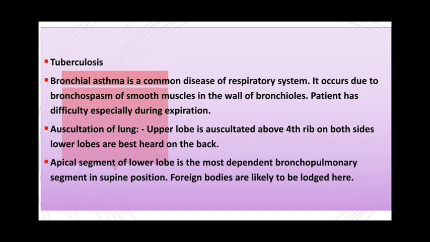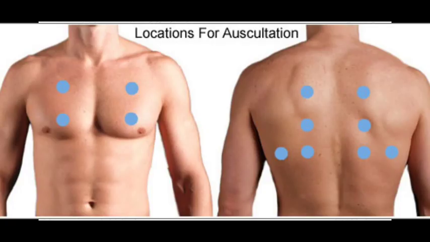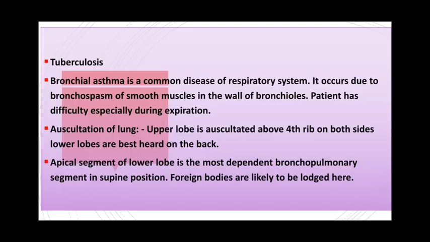Next is the auscultation of the lungs. You can auscultate the lungs above the fourth rib on both sides, and the lower lobes are best heard on the back. The middle lobe is auscultated between the fourth and sixth rib on the right side, right? The apical segment of the lower lobe is the most dependent bronchopulmonary segment in the supine position, because foreign bodies are likely to lodge there. So this is the clinical anatomy.